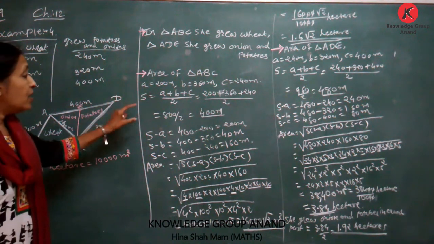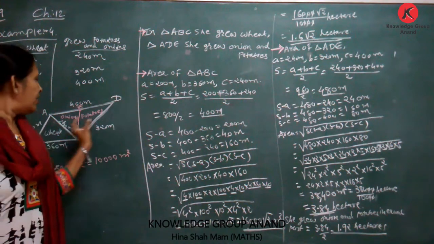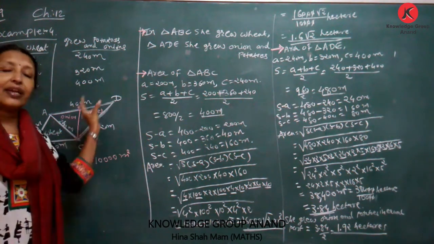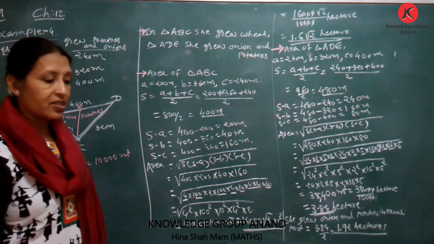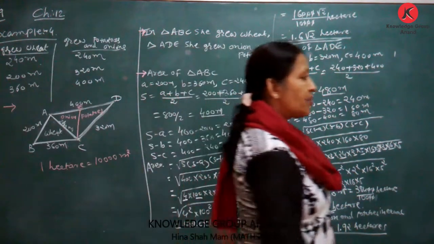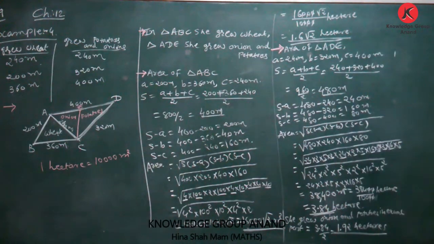Okay, find the area of both triangles, then we find the whole parts. In a quadrilateral, first we find one triangle, the area of one triangle, and then find the area of the other triangle. Now, write the question in your notebook.